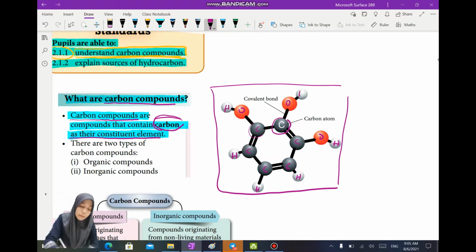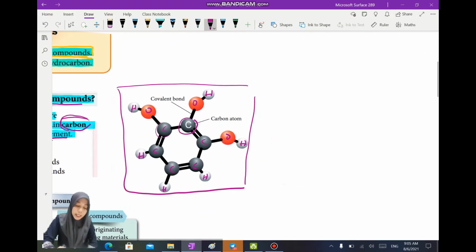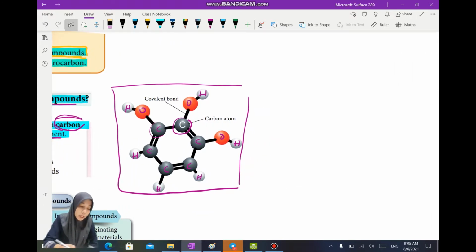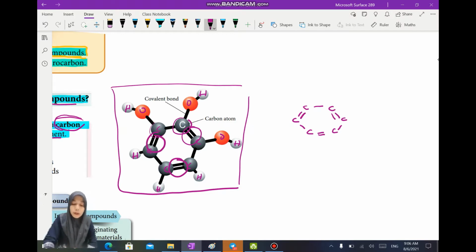So kalau teacher lukis, teacher lukis kat tepi ni. This is cyclo. We have 1, 2, 3, 4, 5, 6, so we have 6 atom carbon here. And then this one we have double bond. This is double bond, and then this also double bond.